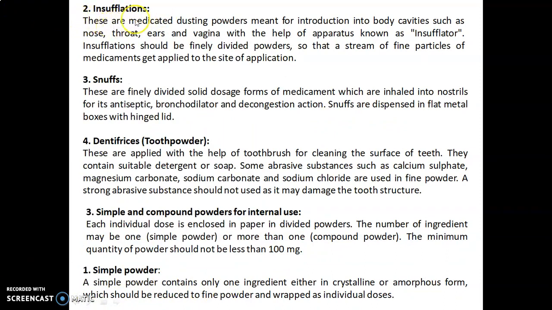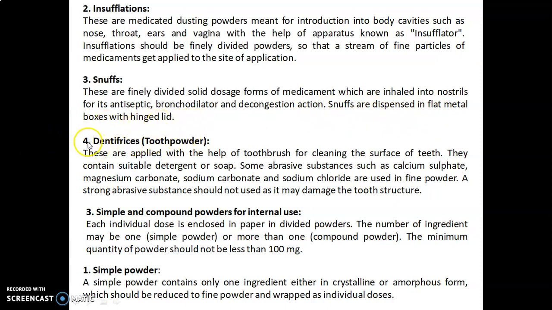Insufflations. These are medicated dusting powders meant for introduction into body cavities such as nose, throat, ears and vagina with the help of an apparatus known as an insufflator. Insufflations should be finely divided powders so that a stream of fine particles of medicament gets applied to the site of application. Snuffs. These are finely divided solid dosage forms of medicament which are inhaled into the nostrils for their antiseptic, bronchodilator and decongestant action. Snuffs are dispensed in flat metal boxes with a hinged lid.